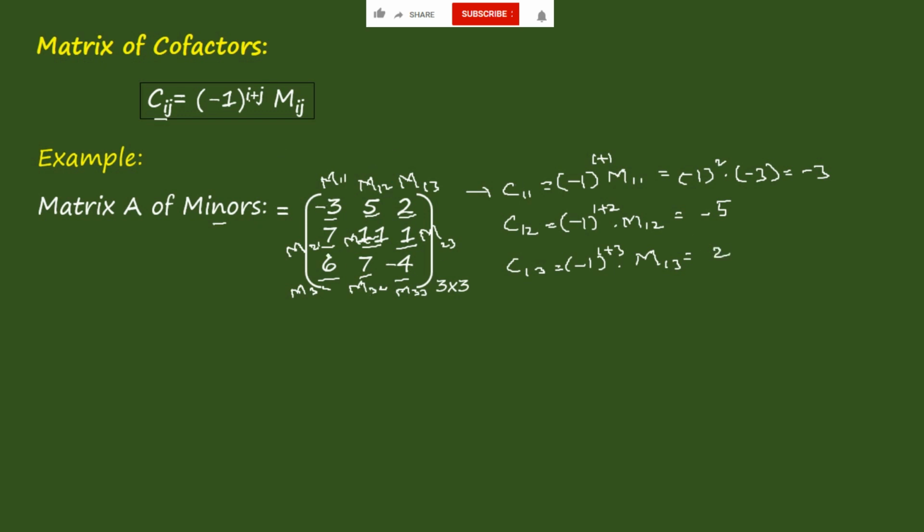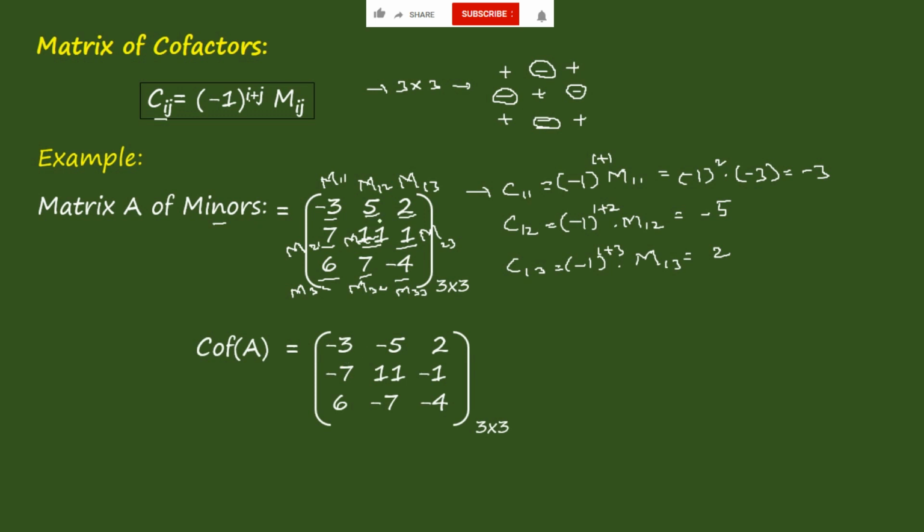In general, a cofactor is nothing but there will be only sign changes, right? In general, in 3 cross 3 matrices, the sign changes will be in this particular format: plus, minus, plus, minus, plus, minus, plus, minus, plus. These are the sign changes. We'll be multiplying these particular terms with a minus. If you consider this particular matrix, then we'll be multiplying this term, this term, this term, and this term with a minus. So it becomes minus 5, minus 7, minus 1, and minus 7. This becomes the cofactor.